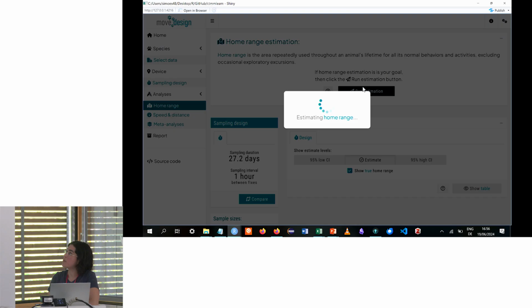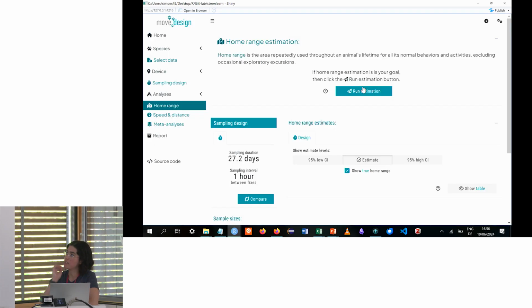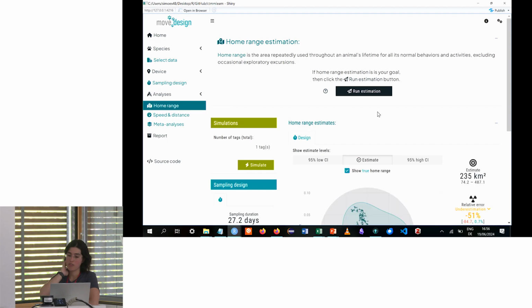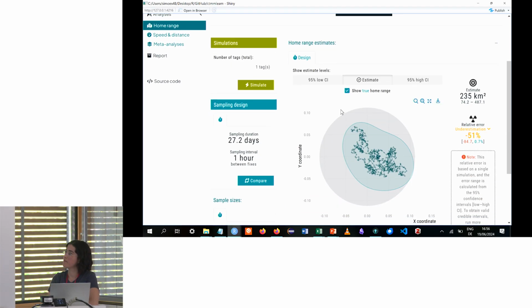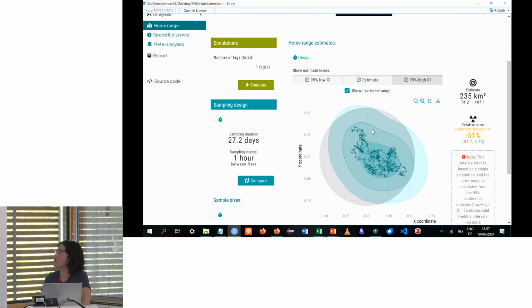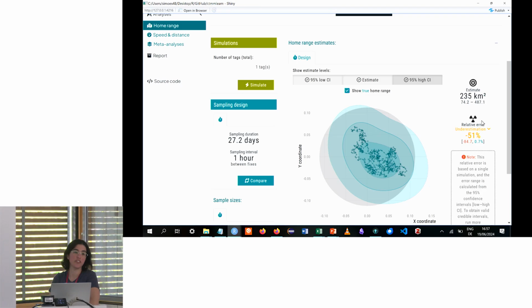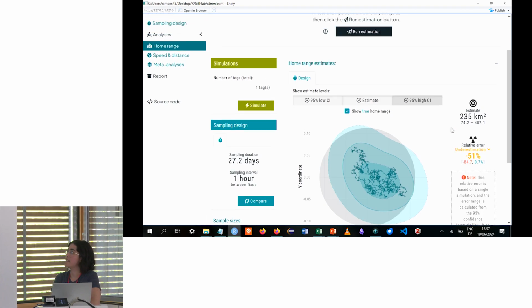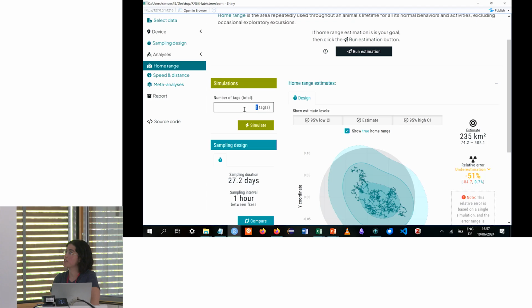Okay, so this will tell you more information about the home range estimate based on these parameters. It shouldn't take too long. There we go. Okay, so the gray in the background is essentially the true home range. Again, this is simulation, so we have access to the expected value based on these parameters. And this is the home range that we're getting from our current set of sampling parameters. And we can also see the high and low confidence intervals. So we have a lot of uncertainty here from these sampling parameters, right?